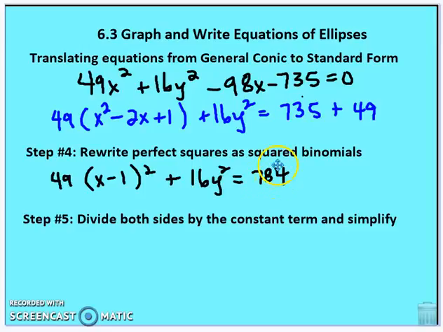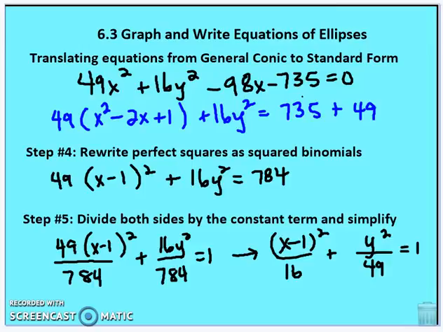Now we want this to be equal to 1. So we're going to divide both sides by 784. And then we're going to simplify the terms. And we end up with x minus 1 squared over 16 plus y squared over 49 is equal to 1.